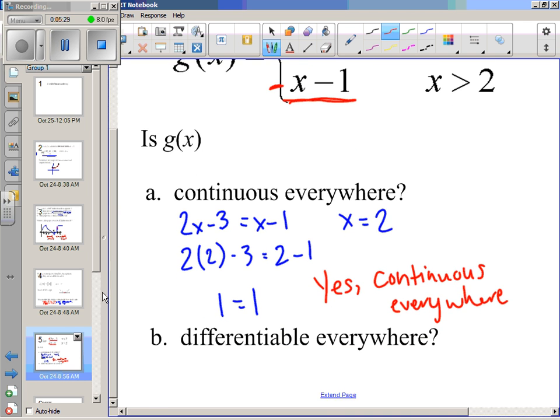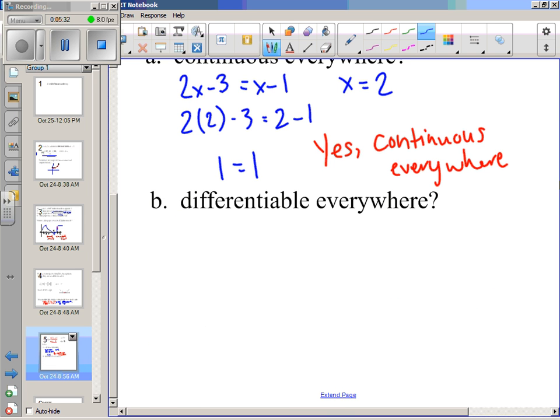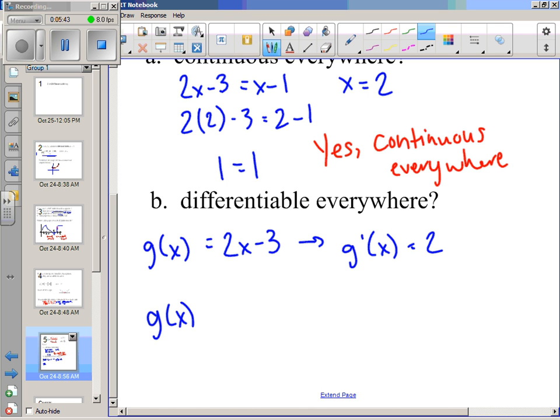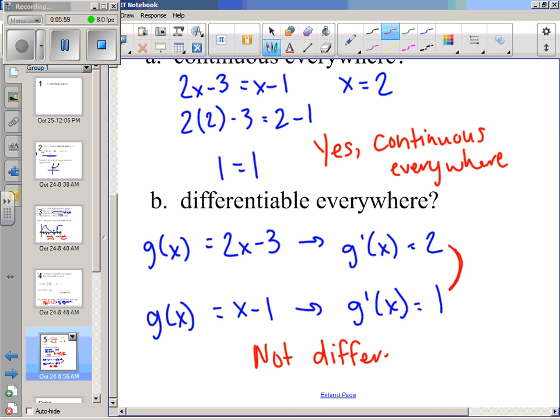Okay, so hopefully you finished and you found that the derivative of g of x when it's 2x minus 3, the derivative of that function is 2. And for our other part of our piecewise function, the x minus 1, the derivative of that is positive 1. And so again, since we have two different slopes at the same point, we're going to say that this is not differentiable at x equals 2.